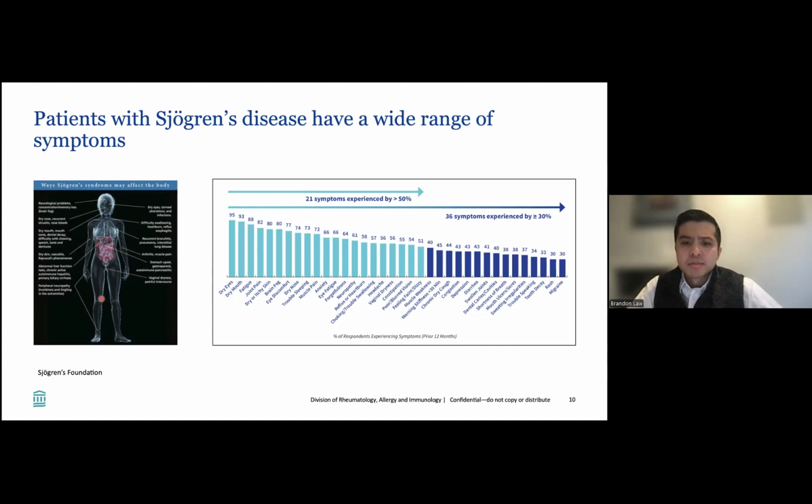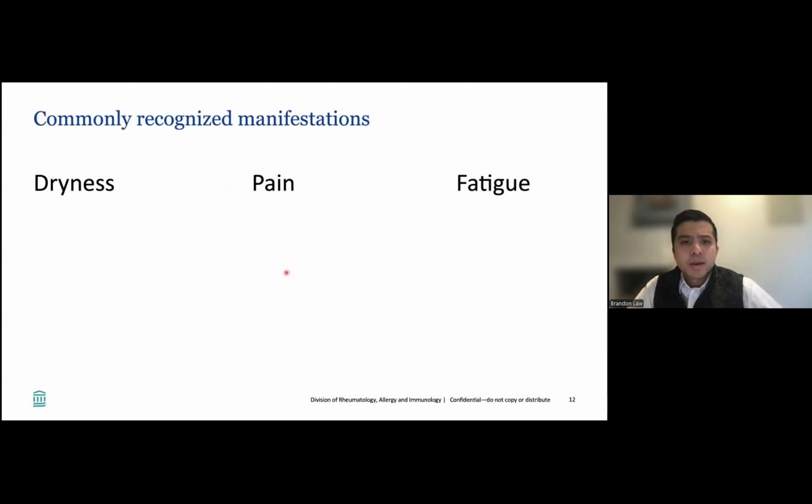And then when we look at the symptoms that are experienced among respondents that have the disease itself, you can see many of these symptoms. There's a whole diversity of symptoms that you can see here, all with different amounts of prevalence. But you can see here on the left-hand side where the vast majority of patients, in fact, describe this collection: dry eye, dry mouth, fatigue, and joint pain, as you can see highlighted here, and very much experienced by many patients. And so this has led to these being the commonly recognized manifestations: dryness, pain, and fatigue.